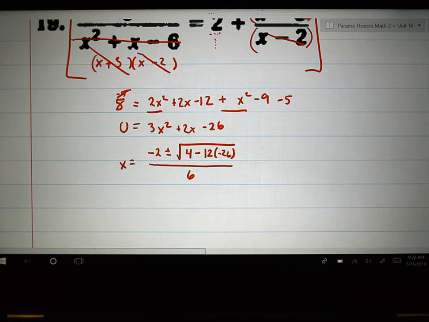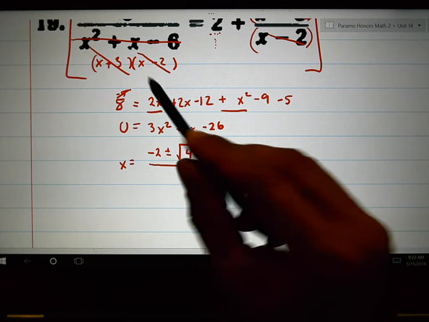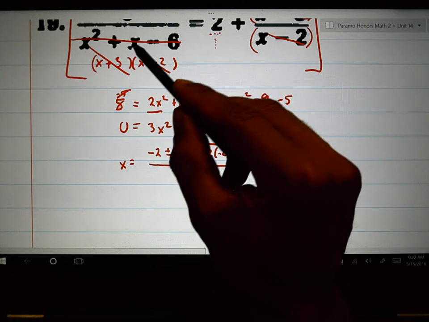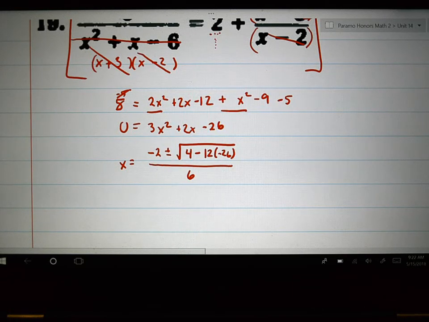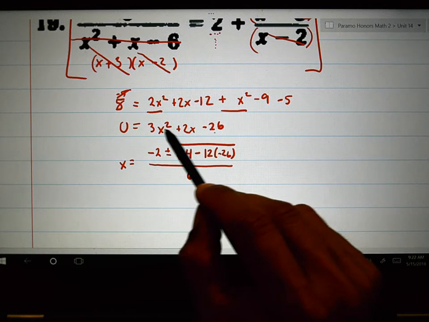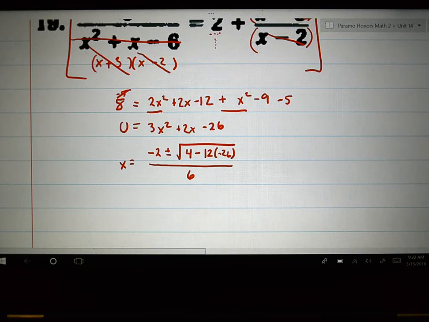I have to say this because somebody in my 7th period asked me this, can we use the quadratic formula for like this part? I go, well, only if you know what it's equal to. Now, since we know this is equal to 0, now we can factor using the quadratic formula.